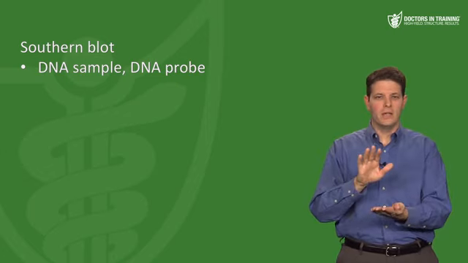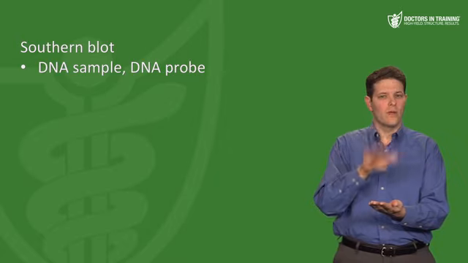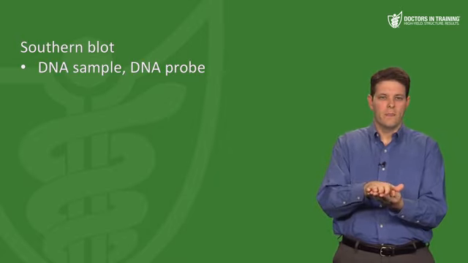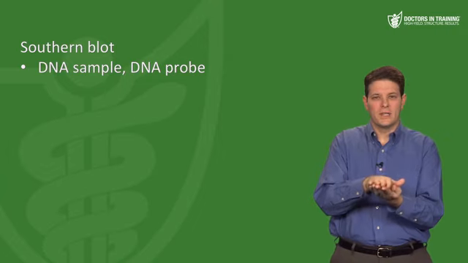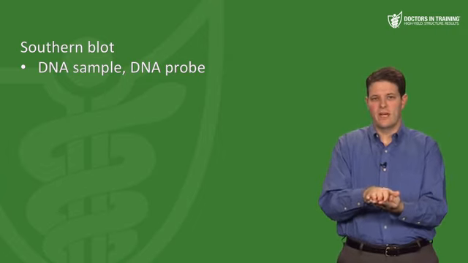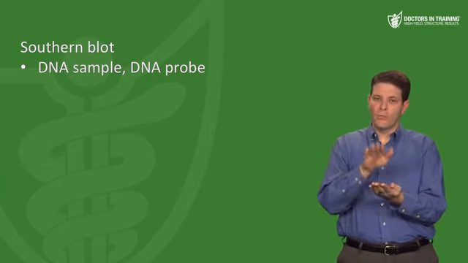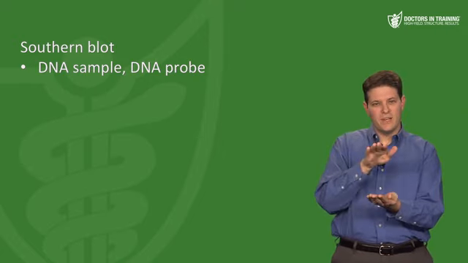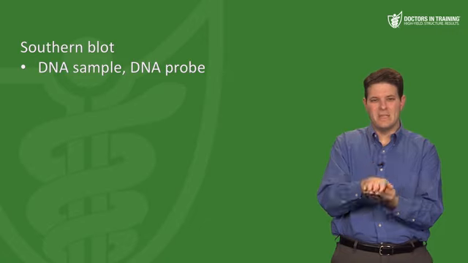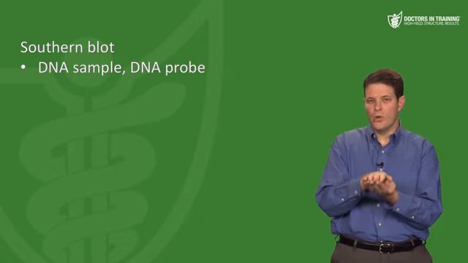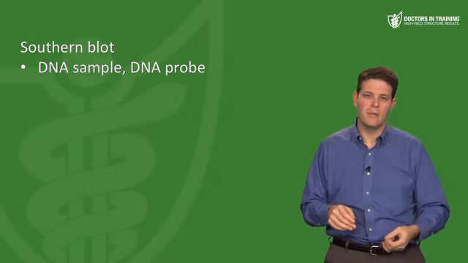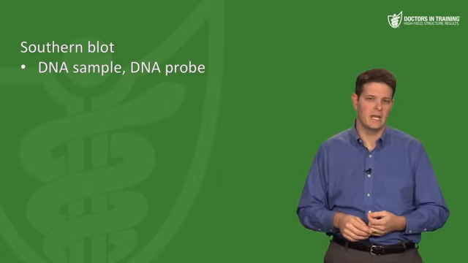So the probe either has a radioactive label or a fluorescent label. Then you're going to expose that filter to X-ray film, or if it's a fluorescent tag, you're going to look at the fluorescence. And if it shows up, you know that your probe matches the sample. So if the labeled probe binds, if it anneals, then you know it's the same DNA. You're using a known DNA probe to identify a sample DNA. That's a southern blot, a DNA probe identifying sample DNA.